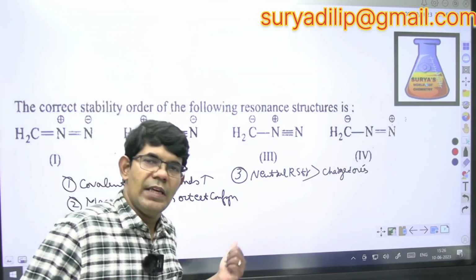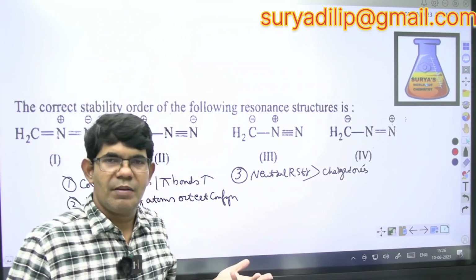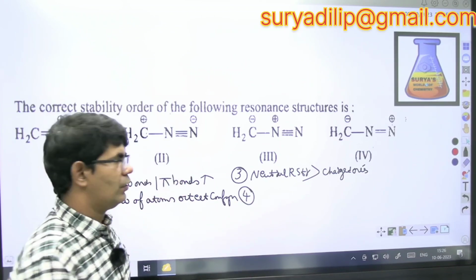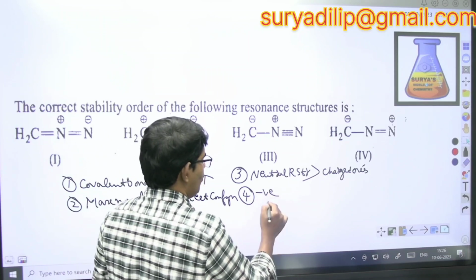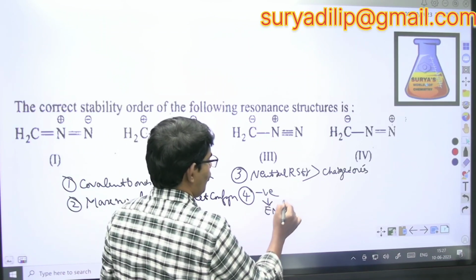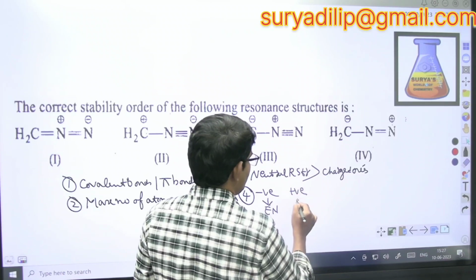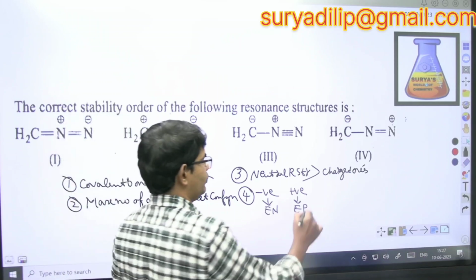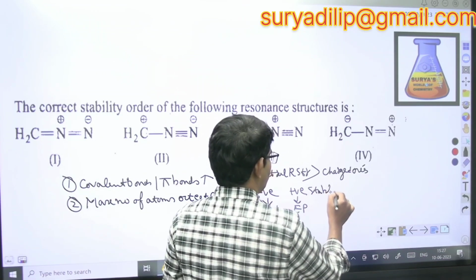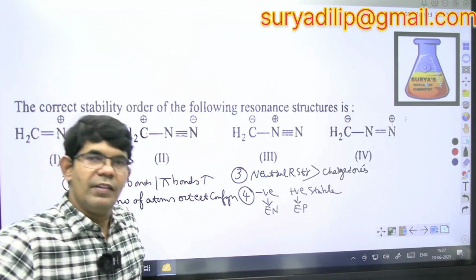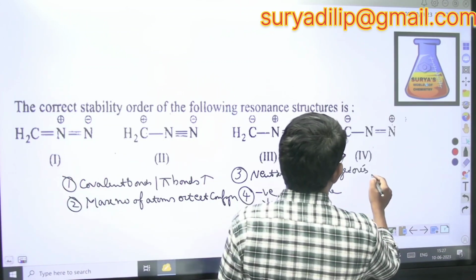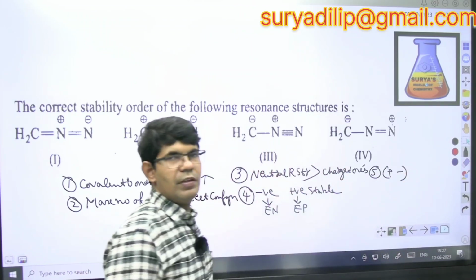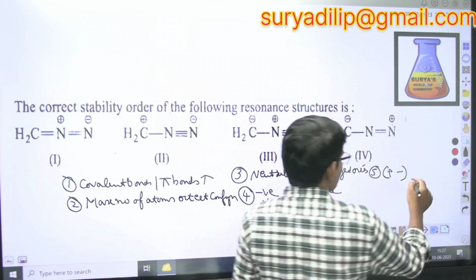If this rule is also unable to determine the stability order, then we need to go for the fourth one. What is the fourth one? Negative charge on an electronegative atom, positive charge on an electropositive atom is highly stable. This is the fourth one. Then you have to apply the fifth one. Positive and negative, when they are close, they are stable. Opposite charges attract each other.